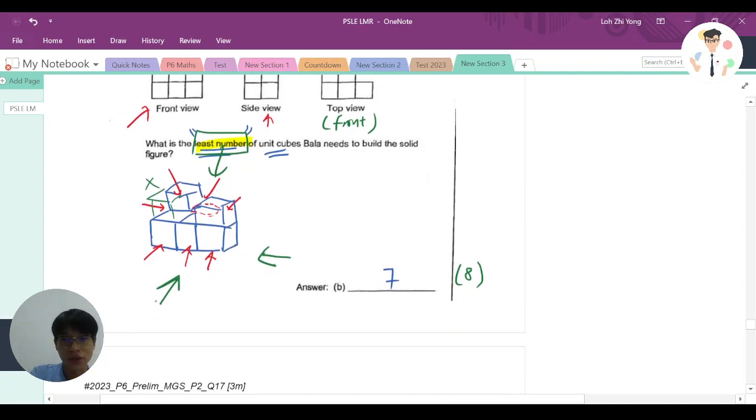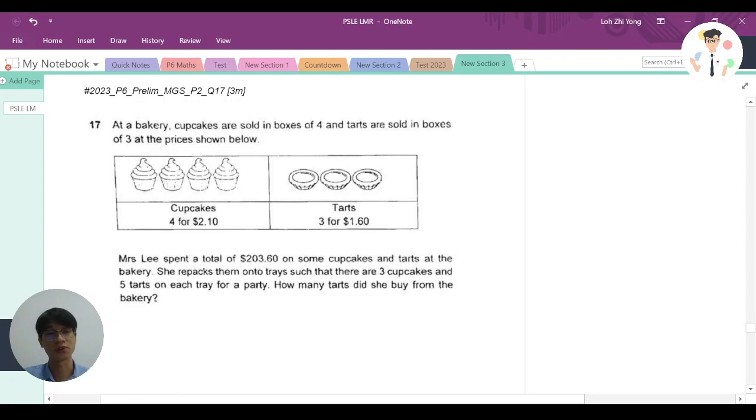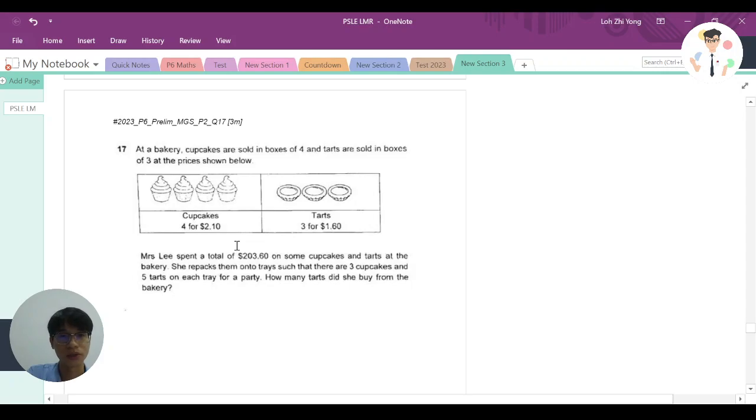Let's move on to the next question, which is from MGS paper 2 question 17. This question is kind of different from the usual way that we have learned, so it's a good question to think about. At a bakery, cupcakes are sold in boxes of 4, as you can see, 4 for 210, and 3 tarts at the price shown below. Mrs. Lee spent a total of 203 on some cupcakes and tarts at the bakery. She repacks them onto trays such that there are 3 cupcakes and 5 tarts on each tray for a party. How many tarts did she buy from the bakery?